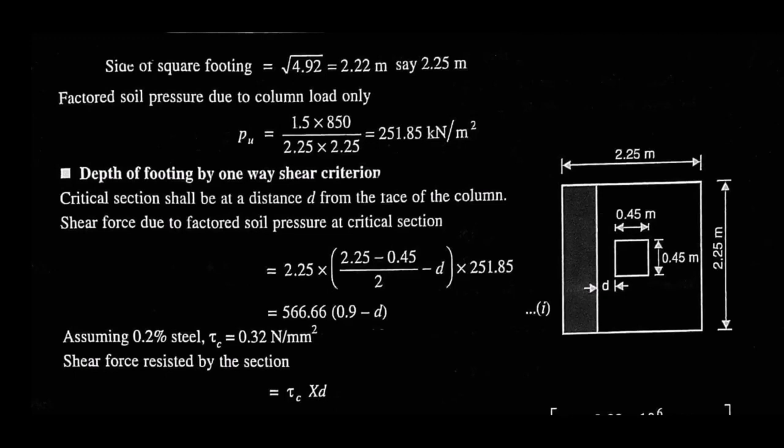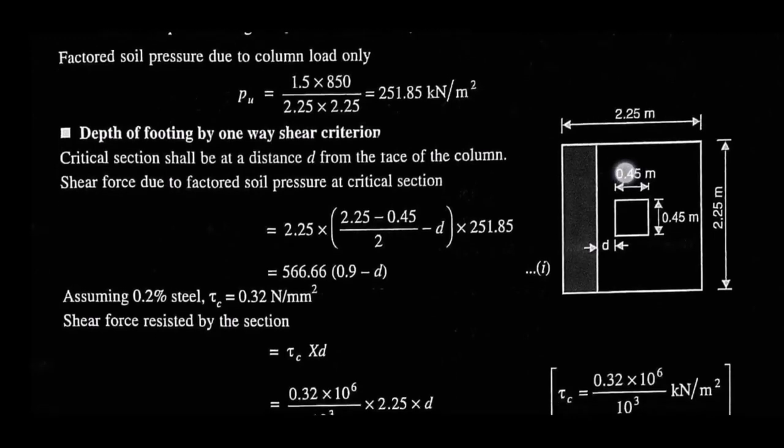Shear force due to factored soil pressure at critical section is equal to 2.25 within bracket (2.25 minus 0.45) by 2 minus d, that is the area, into Pu, that is 251.85, that is equal to 566.66 within bracket (0.9 minus d). Now we can assume 0.2% reinforcement steel has been used. So for 0.2% of steel and M20 concrete, tau c will be 0.32 Newton per millimeter square as per table number 19 of IS 456 2000. You can check the table from IS 456 table number 19.